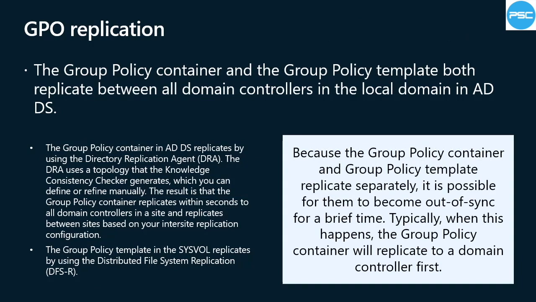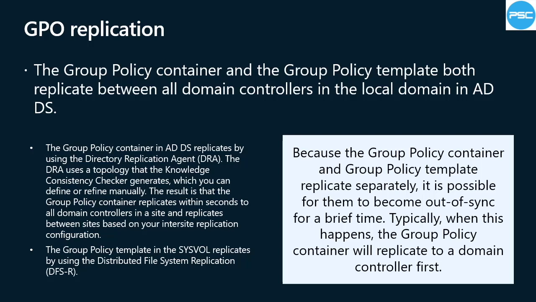The Group Policy Container and the Group Policy Template both replicate between all domain controllers in the local domain in AD DS. However, these two items use different replication mechanisms. The Group Policy Container in AD DS replicates by using the Directory Replication Agent, DRA. The DRA uses a topology that the Knowledge Consistency Checker generates, which you can define or refine manually. The result is that the Group Policy Container replicates within seconds to all domain controllers in a site and replicates between sites based on your intersite replication configuration.